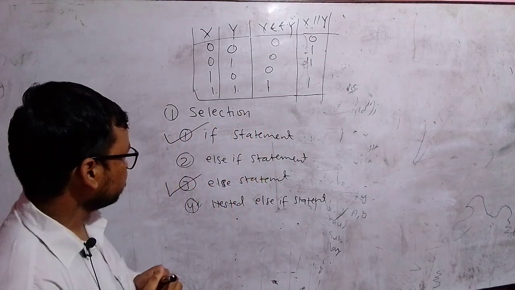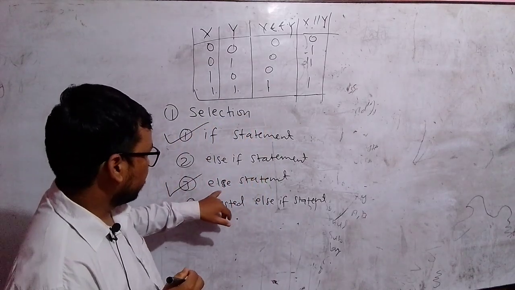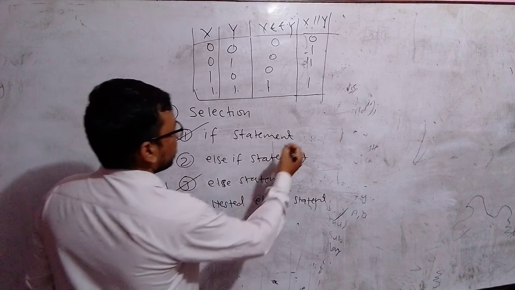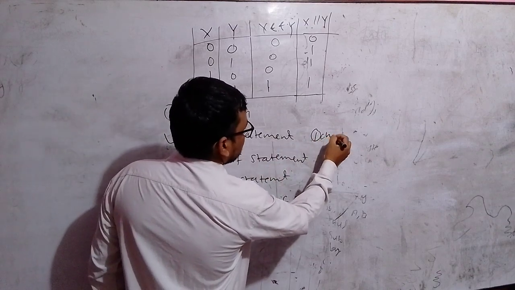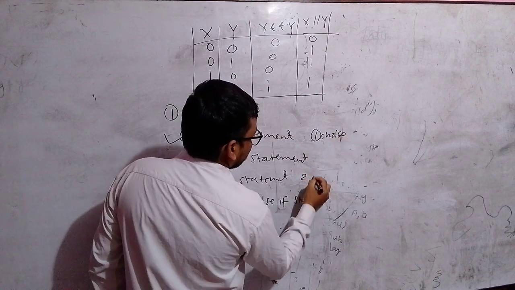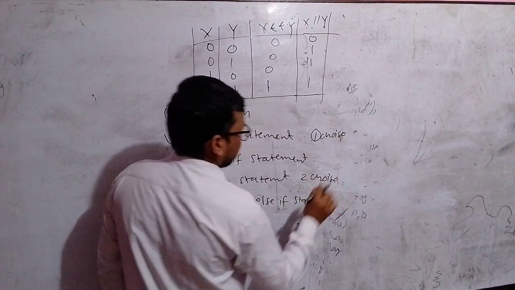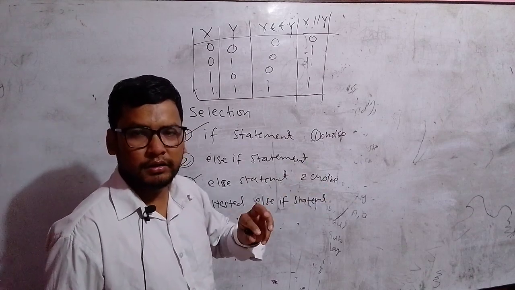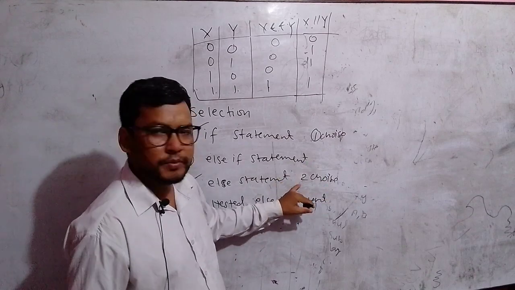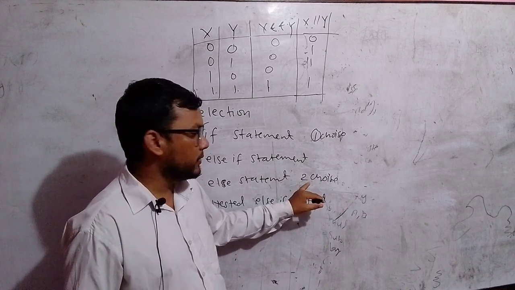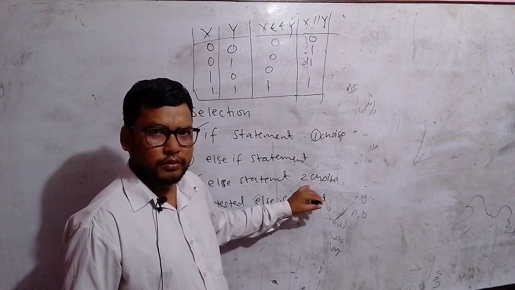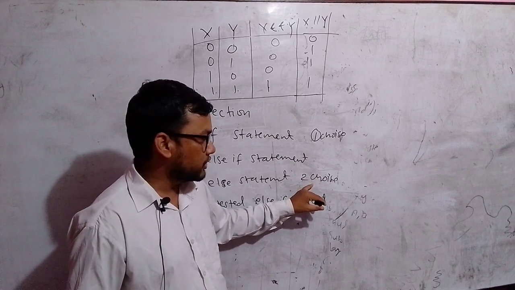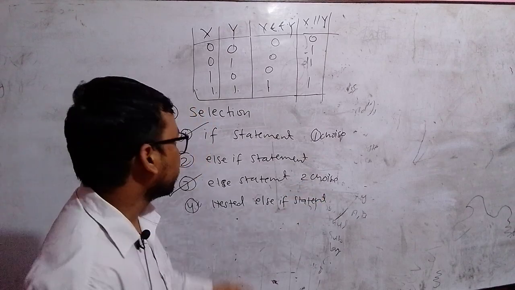We'll briefly describe it later. Let's understand. The if has only one choice. The else has two choices. That means from two choices we need to pick one. If the condition is satisfied, then one statement will be executed. If that condition is not satisfied, then another statement will be executed.